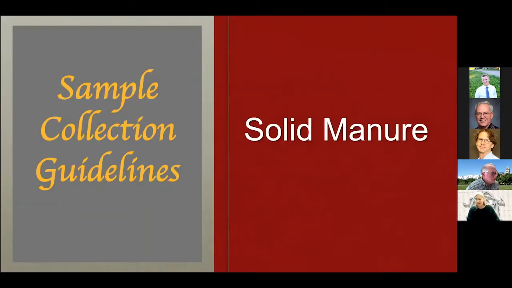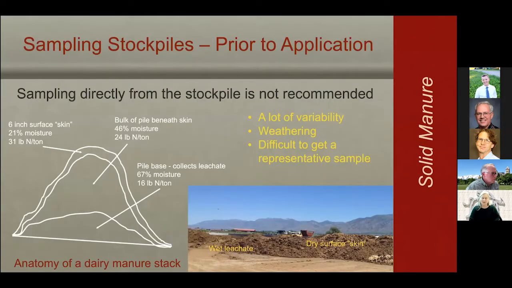So let's look at our guidelines for solid manure. This is probably the most common. Most people have some solid manure piles. Our little hobby farms have solid manure piles. And so sampling from a manure stockpile is very common. It's also probably one of the ones that is the hardest to get a really good sample for. There's a lot of variability in a manure stockpile. It's typically outside, so you get a lot of weathering. And if you don't get a good representative sample, then your results are off and you're not likely to get the data that you need.